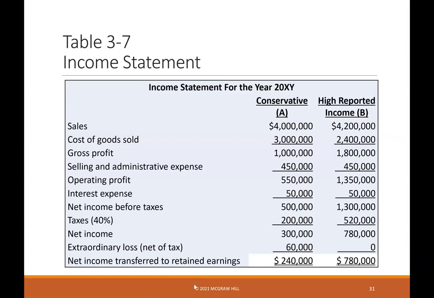Table 3-7, income statement. Income statement for the year 2000 XY. We have a conservative A and a high reported income B. So you can see the difference at your net income at the very end. So our earnings after tax and extraordinary loss, that's transferred into the retained earnings. So 240 and 780.